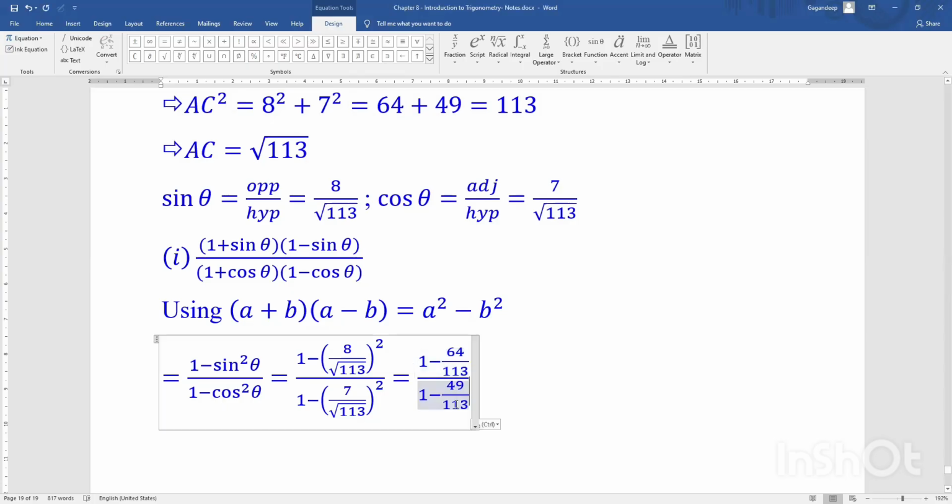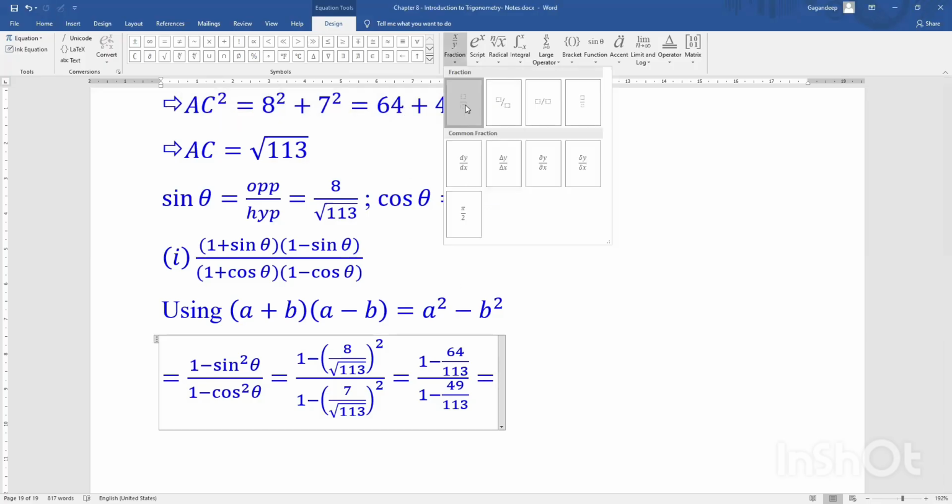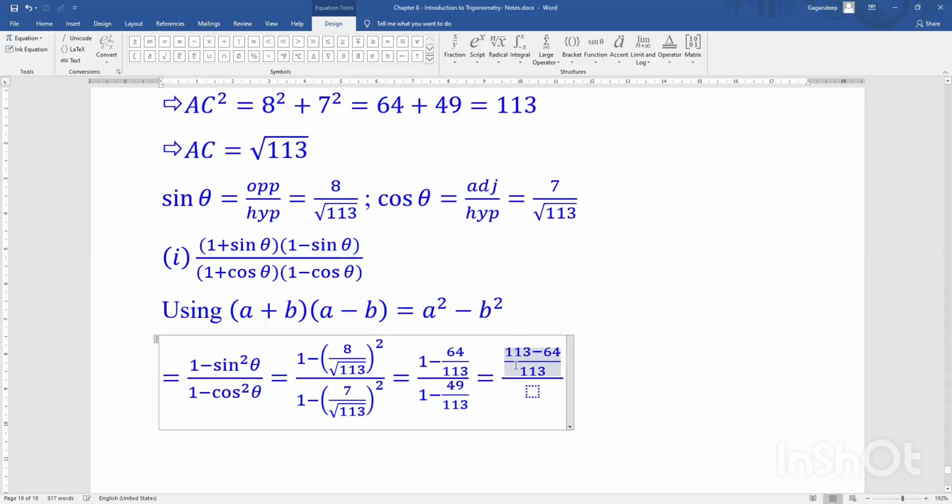Which is nothing but equal to, then we apply the cross multiplication method, wherein we get the numerator as (113 minus 64) by 113 and the denominator we get as (113 minus 49) by 113. So just cross multiply. So 1 into 113, 113 minus 64 by 113. And here also the same way.